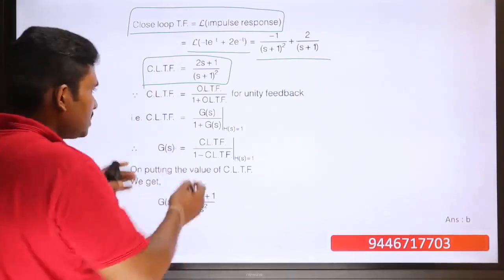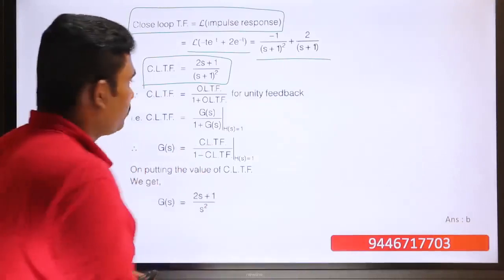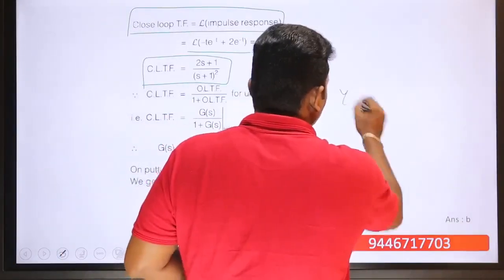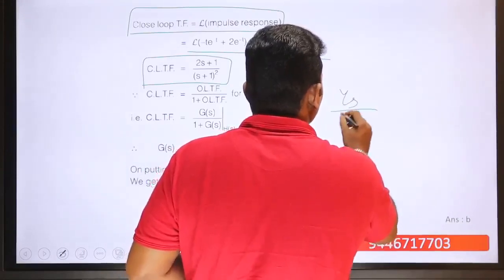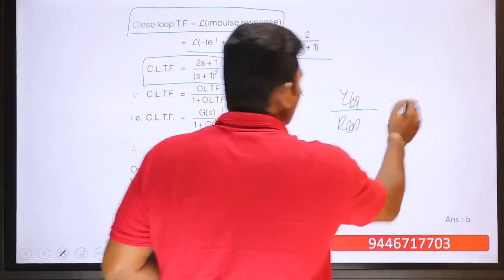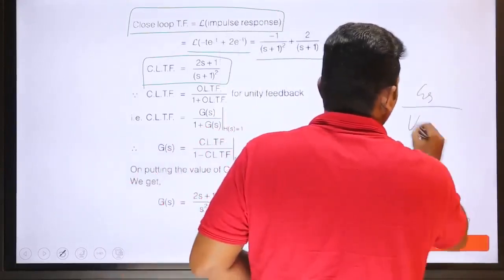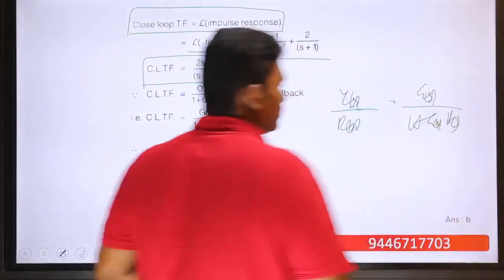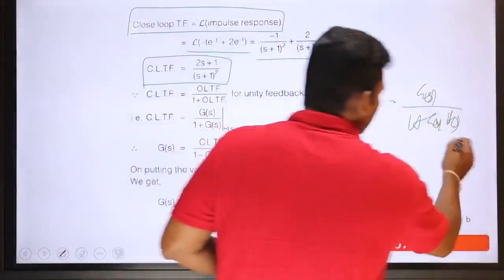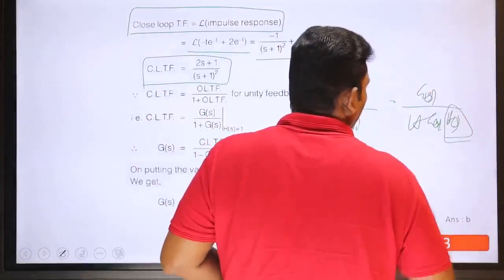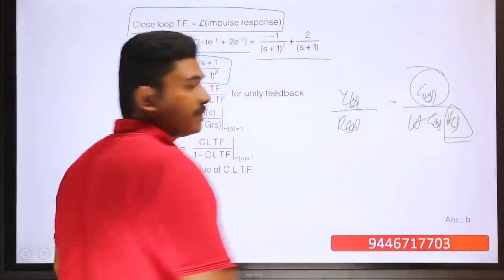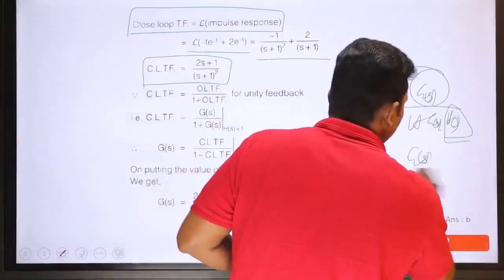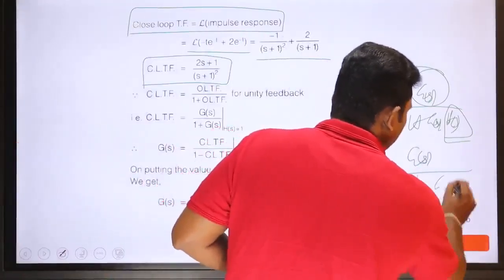Now what is the relationship between closed loop transfer function and open loop transfer function? Closed loop transfer function is actually Y(s) divided by R(s), which is equal to G(s) divided by 1 plus G(s)H(s), isn't it? G(s) divided by 1 plus G(s)H(s), where H(s) is the feedback function, and the open loop transfer function is G(s). So we will have to find out the value of G(s). So we can also write it as G(s) divided by 1 plus G(s).